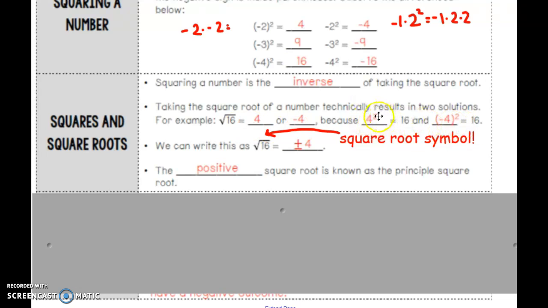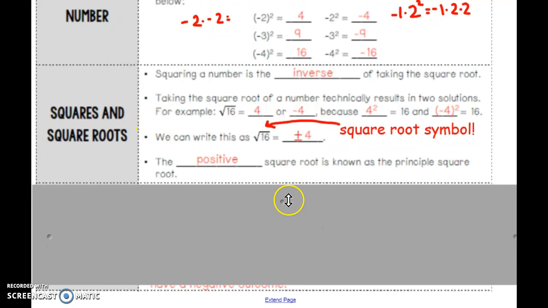So here's that work shown differently. We show 4 squared is 16, and then using parentheses, negative 4 squared is 16. This is how we sometimes write our value for when there's 2 different signs to our answer. We kind of stack the plus and minus sign on top of each other to say that the square root of 16 is plus or minus 4. We often only pay attention to the positive square root, and this is often known as a principal square root.